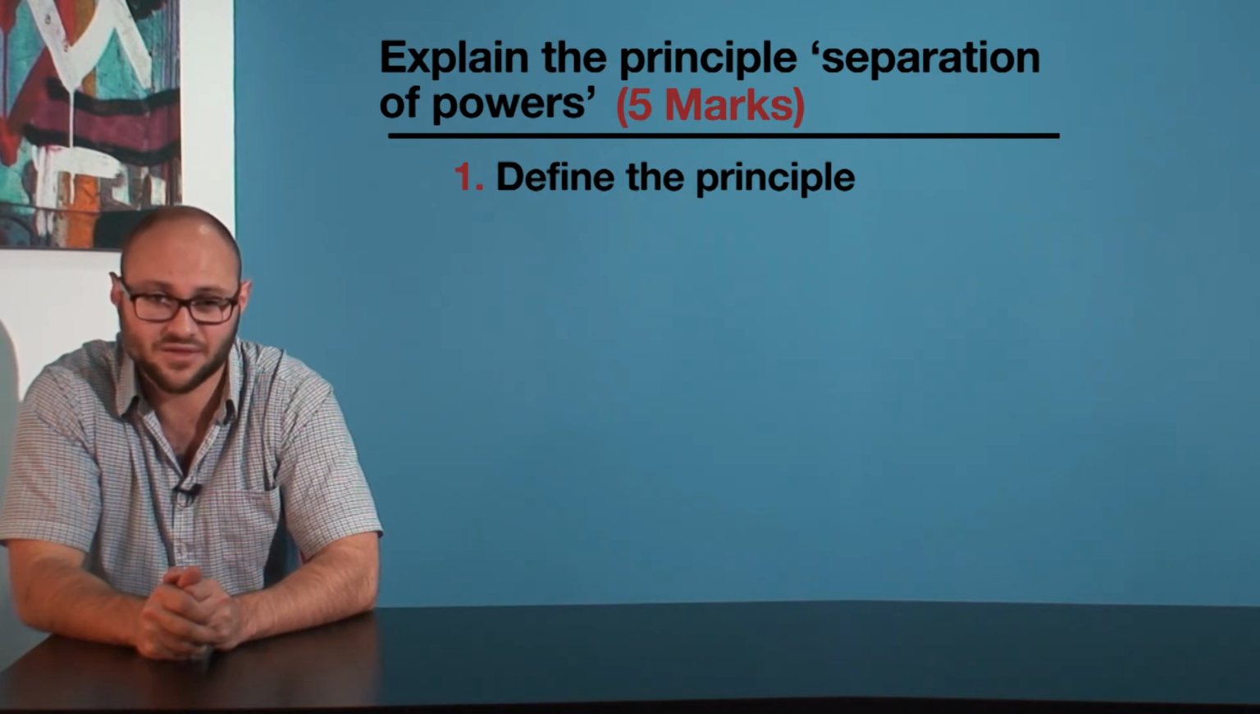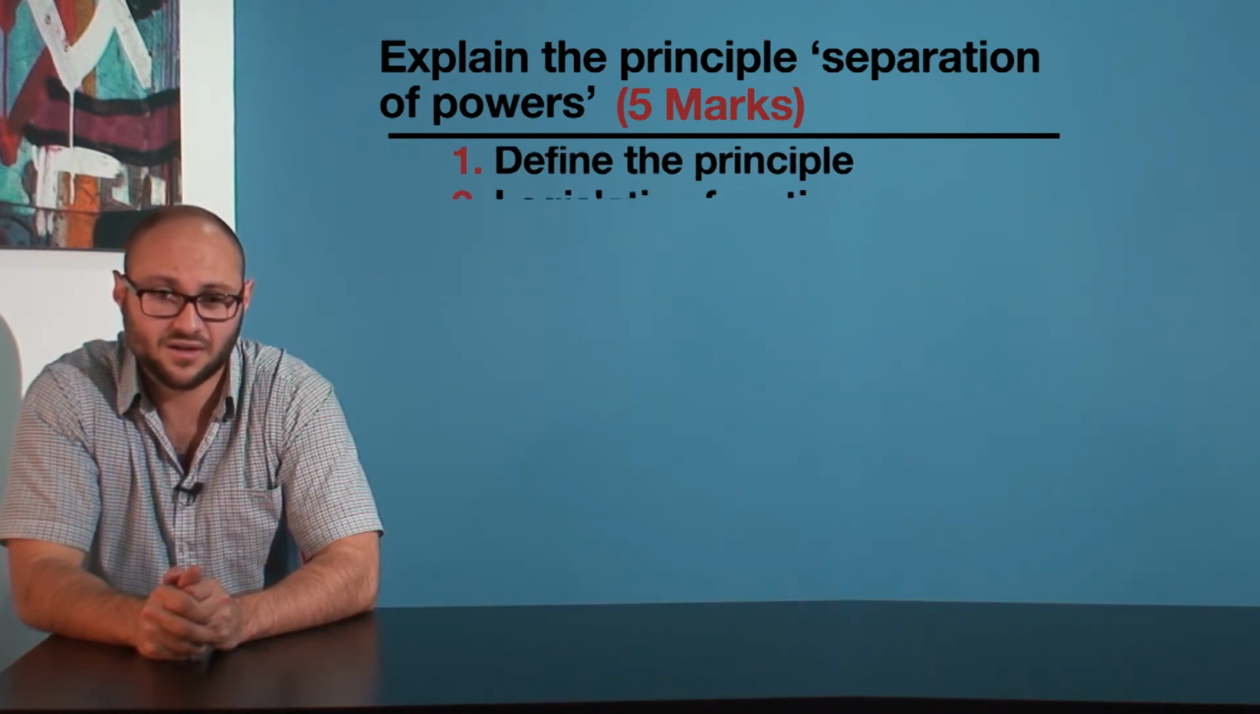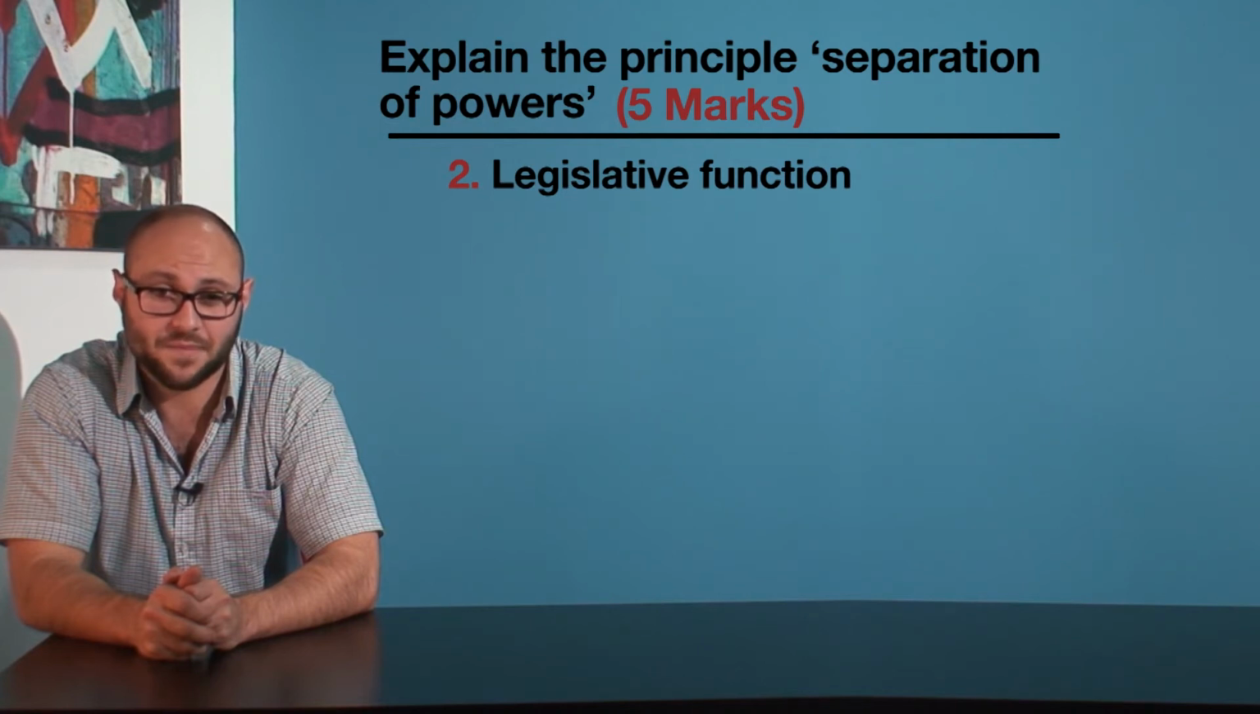Next, you should explain the 3 different functions. There's the legislative function, which involves the power to make law. Chapter 1 of the Constitution of Australia states that Parliament is the body with the ability to pass legislation.